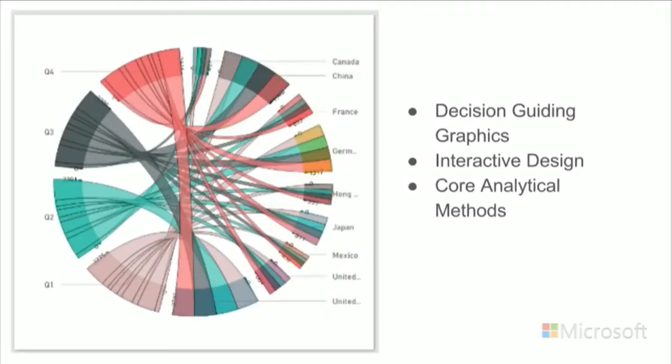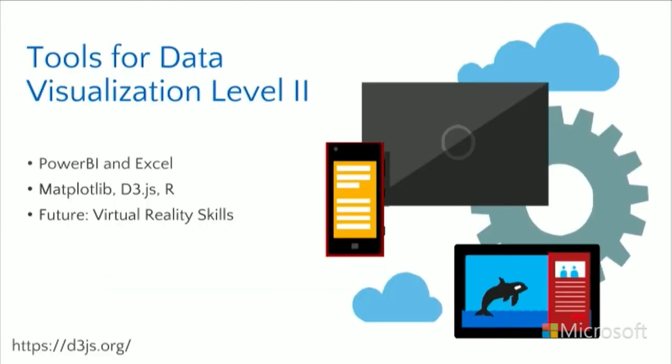So you can really make some amazing graphics if you're in that level 2 space. And these graphics are going to be design and decision guiding graphics. So graphics that really take the user, suck them in, and give them a good grip on some data that they might not have had an understanding of beforehand. This includes things like interactive designs, and of course, you're still going to want to know how to apply core analytical methods to these data. So that's the level 2 structure. Again, Power BI and Excel do some of these things for you, but at this point, you're going to be moving into doing stuff with Python or D3.js or R.